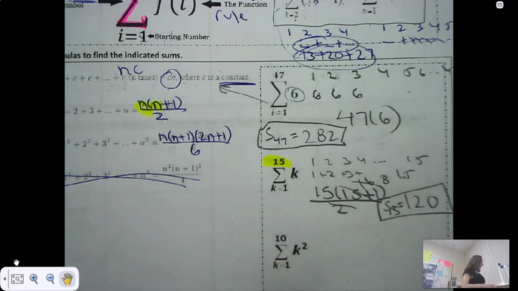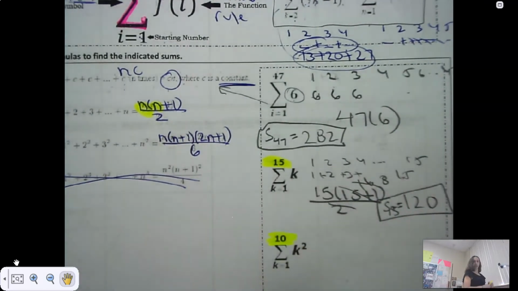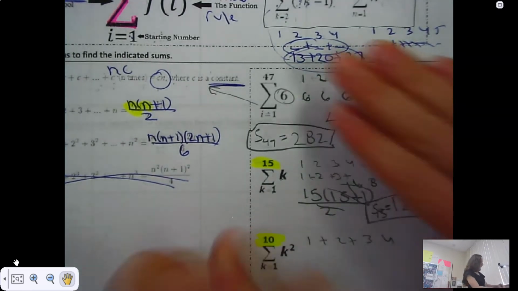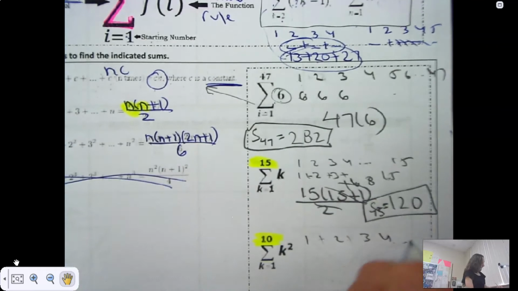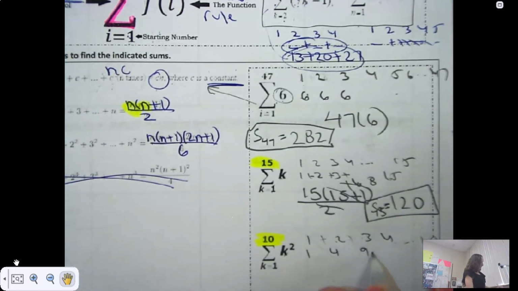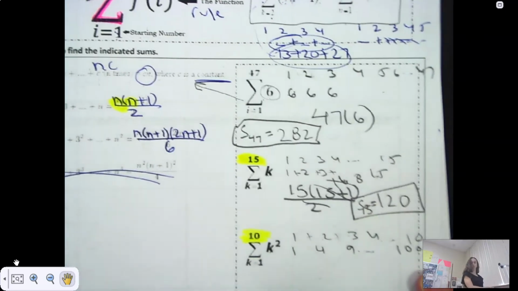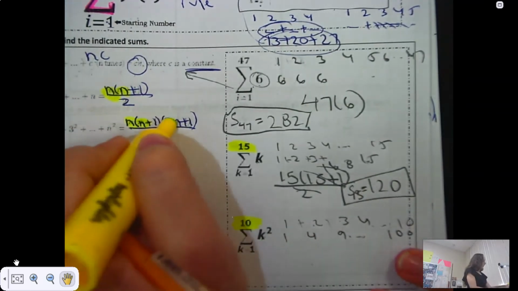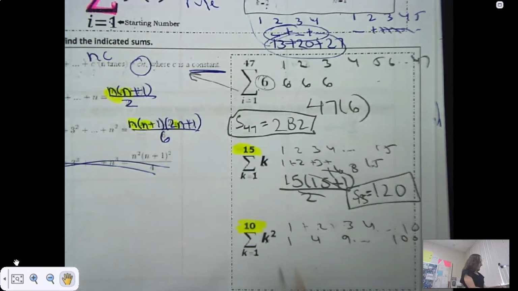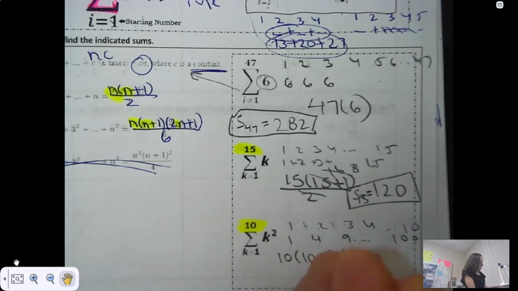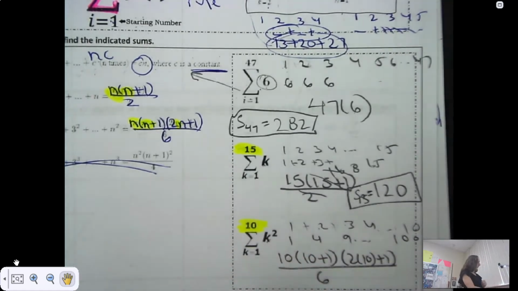Now, what they're also saying is, okay, this time it's a quadratic. So this time when I do the sum, 1 plus 2 plus 3, 4, all the way to 10, you would go 1 squared, 1, 2 squared, 4, 3 squared, 9, all the way to 100 because that's 10 squared. The formula says, hey, take that 10, plug it in here, and you can get the total. So I would go 10 times 10 plus 1 times 2 times 10 plus 1 all over 6.